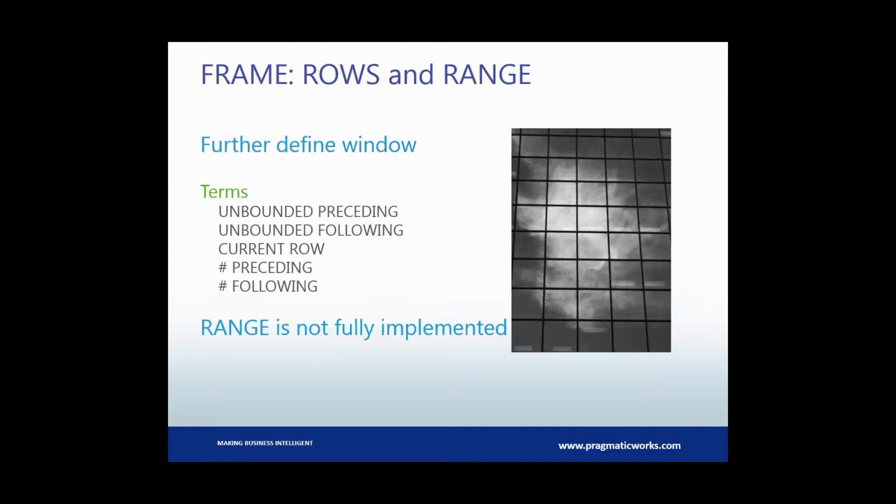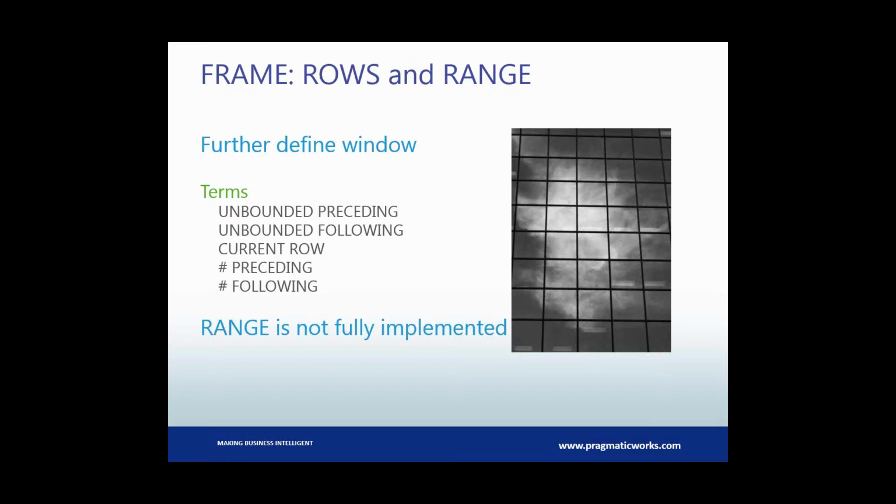Okay, the framing. This allows us to define the window even further, and there are some terms we have to use, and we kind of create a phrase with these terms. Unbounded preceding means if I'm on a particular row, everything behind me. Unbounded following means if I'm on a particular row, everything ahead of me. Current row is pretty straightforward. That's the row that we're on right now. I can also specify a number of rows preceding or a number of rows following.